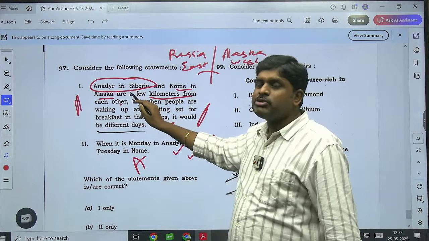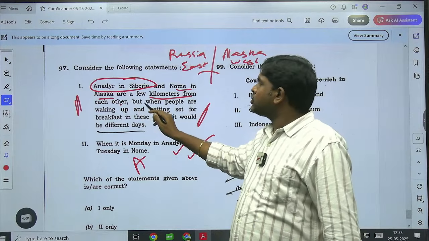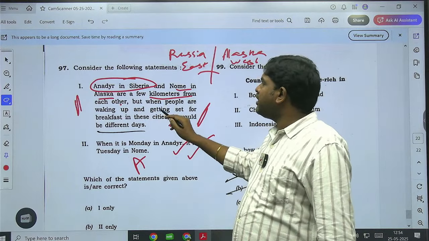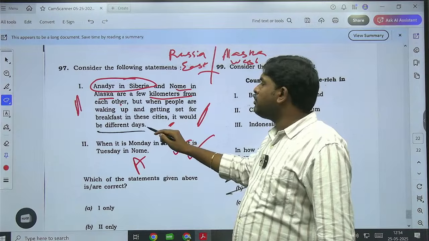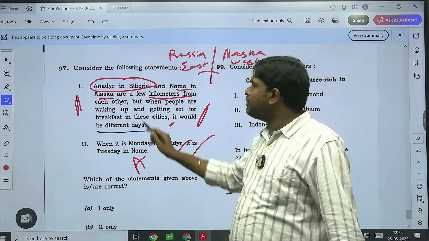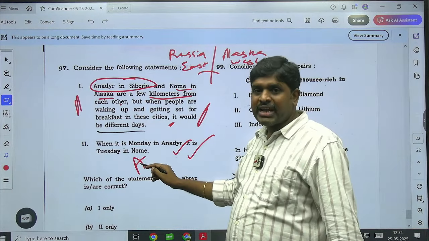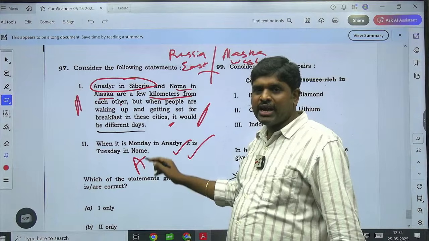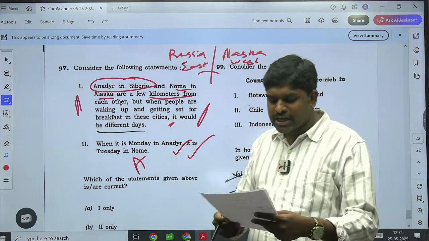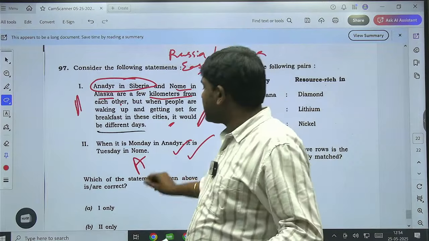Andhra in Siberia means what? Russia side. Nome in Alaska means west side. But when people are waking up and getting set for breakfast, it would be different days. Yes, it would be different days. When it is Monday in Andhra, Andhra means where? In Siberia. And it is Tuesday in Nome, meaning Alaska. No, it is not Tuesday in Alaska, it will be Sunday in Alaska because of the change in time. So the answer is A, yes.